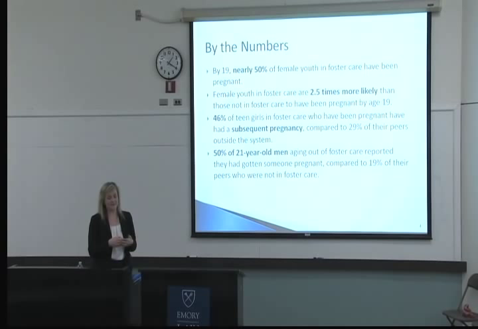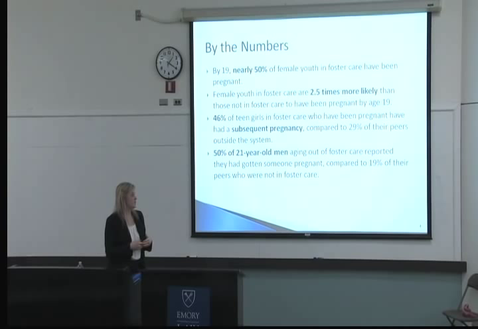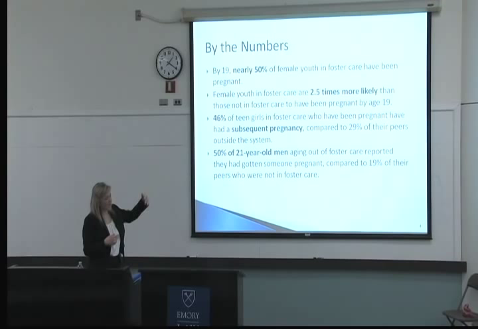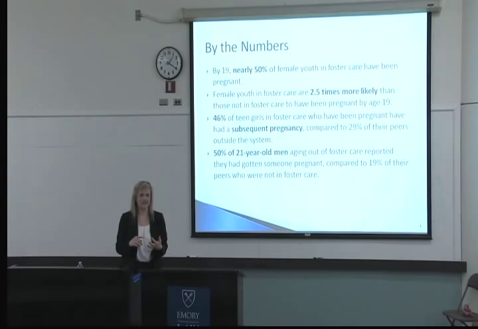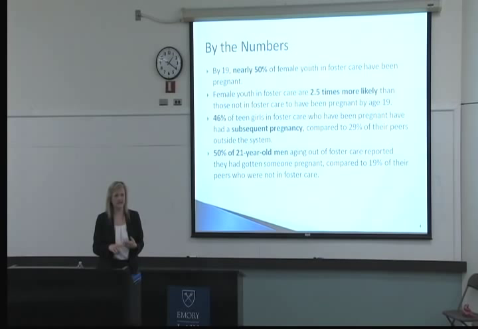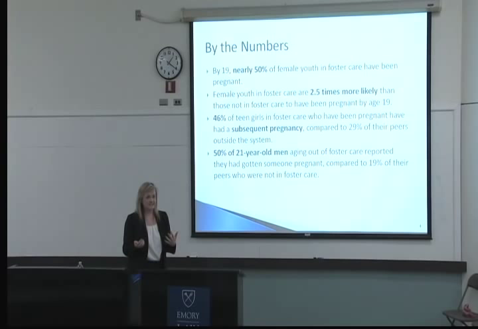And finally, when it comes to the boys, 50% of 21-year-old men aging out of foster care reported they got someone pregnant, compared to 19% of their peers. And in large part, what we'll see is these numbers are high because of the backgrounds that these kids have in terms of their sexual risk-taking, in terms of the sexual abuse that they may have been subjected to, the physical abuse, the neglect. It lends itself to a real level of risk that these kids take, giving rise to these very high numbers.